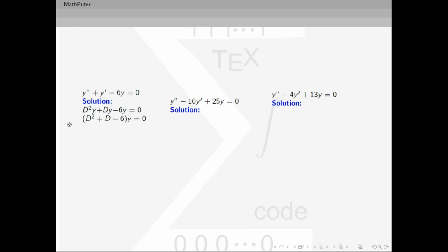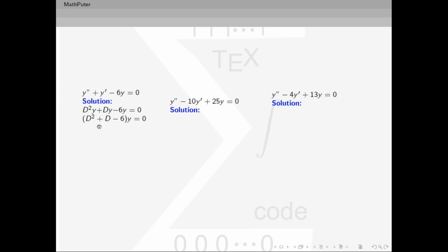Y double dash plus y dash minus 6y equal to 0, the first example. The second one is y double dash minus 10y dash plus 25y equal to 0. And the third example is y double dash minus 4y dash plus 13y equal to 0. So let us solve all these three examples. Look here, y double dash can be represented as D square y, that we discussed yesterday. Y dash is represented as Dy, and this is minus 6y equal to 0. We take y common from the left hand side, so it is D square plus D minus 6 into y equal to 0. Now here we have two cases, either the bracket quantity is 0 or y is 0.